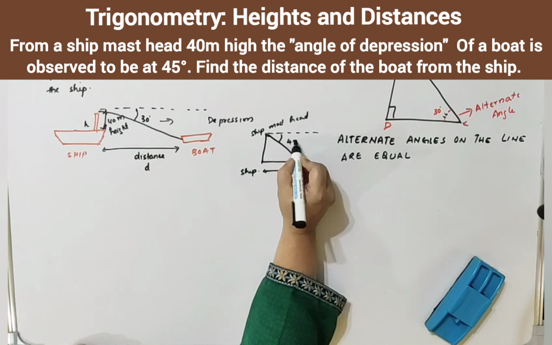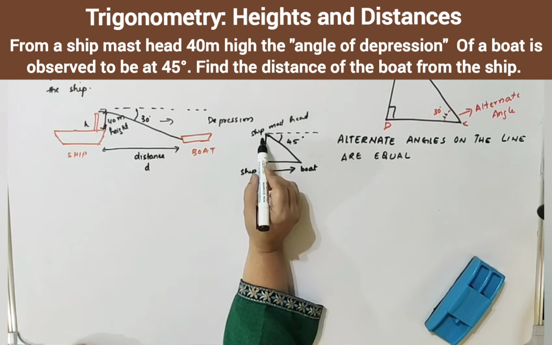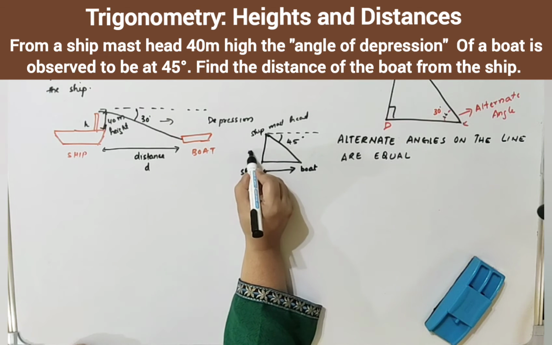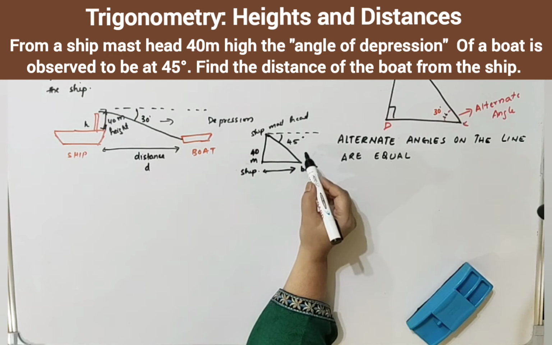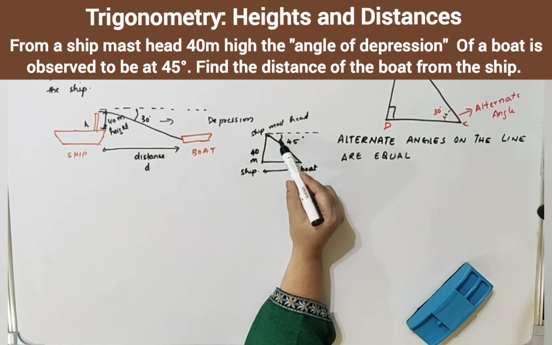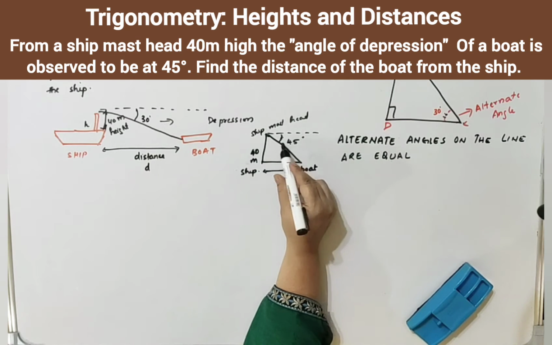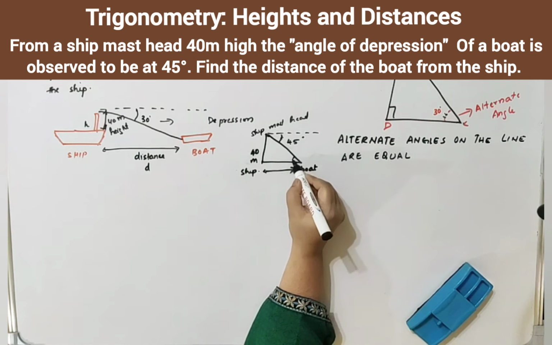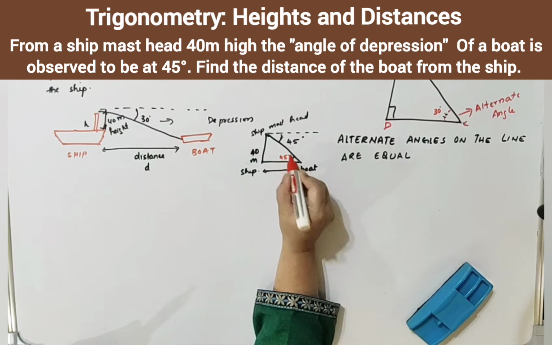And angle of depression is 45 degrees. Height of the masthead is given as 40 meters. Now we'll have to use the alternate angle concept. The angle of depression is 45 degree. So this angle and the opposite side of the angle on the same line is same. So this will be 45 degree.